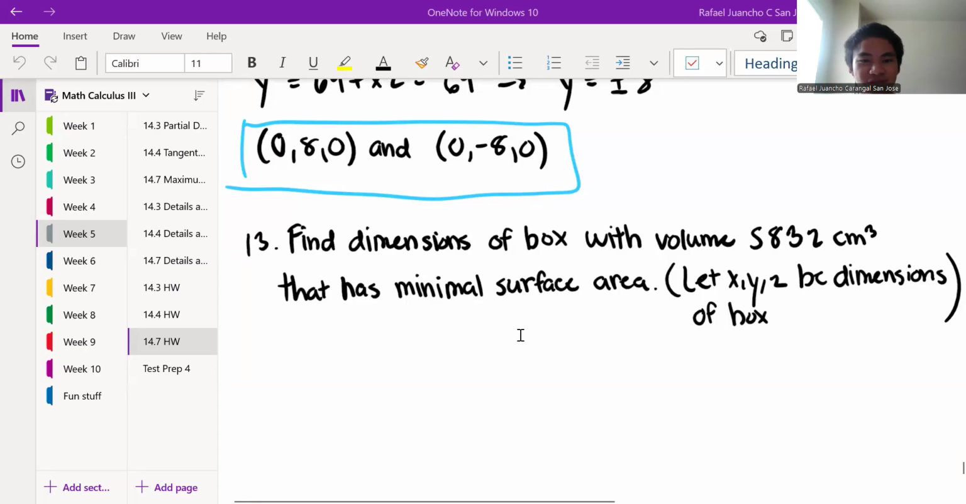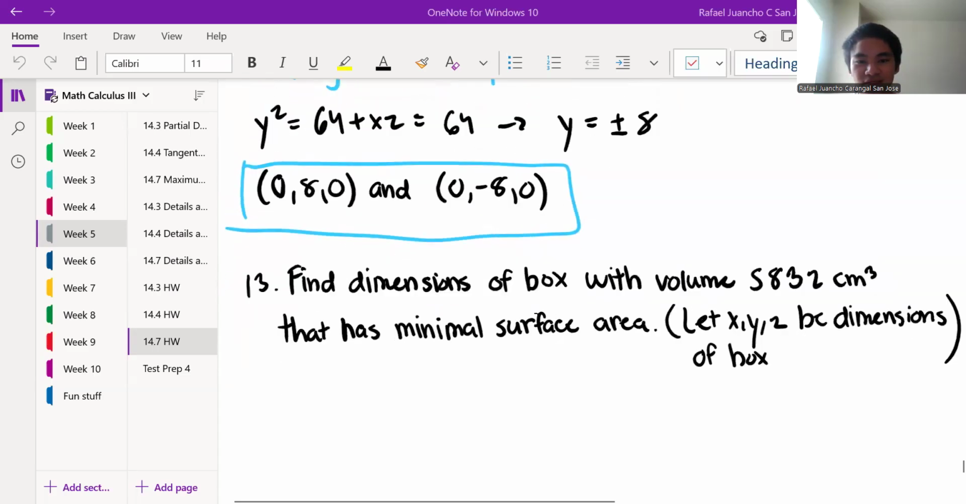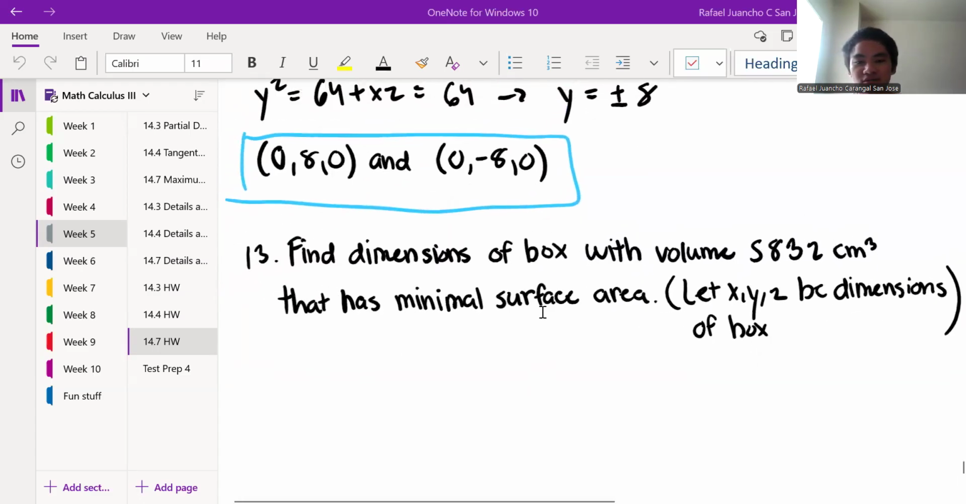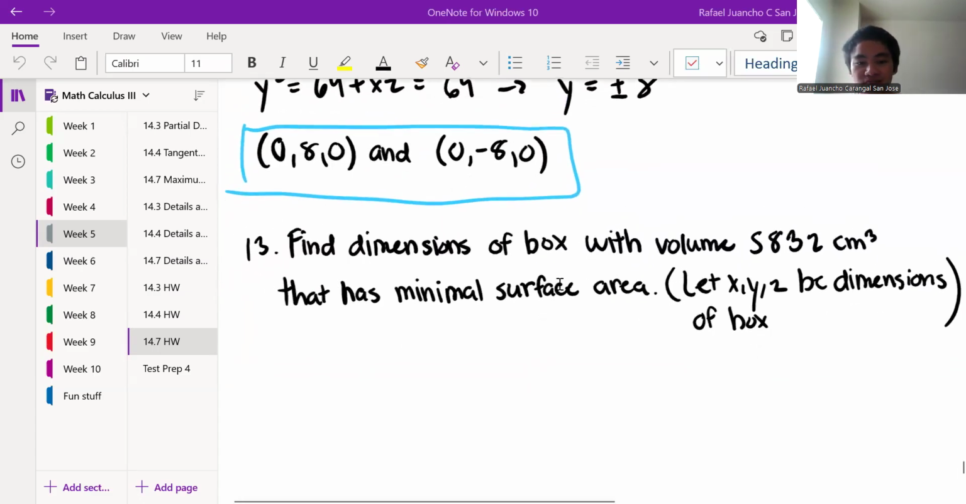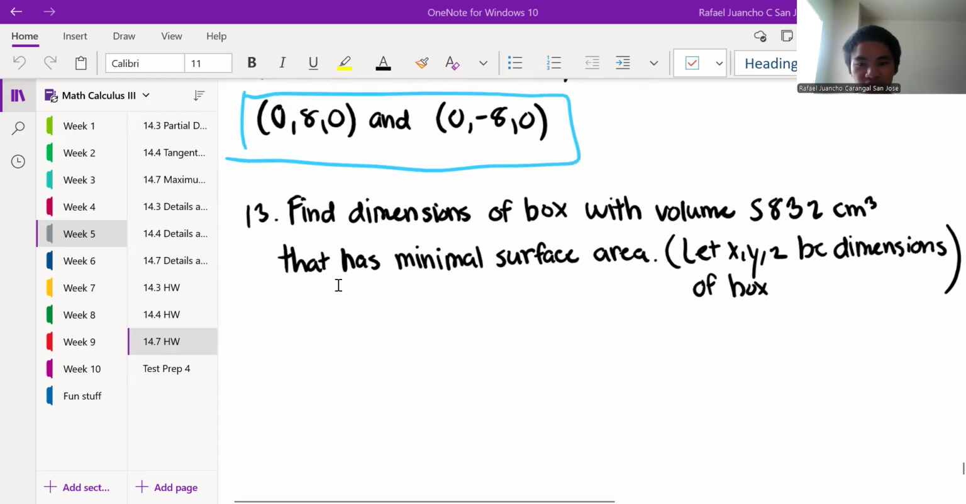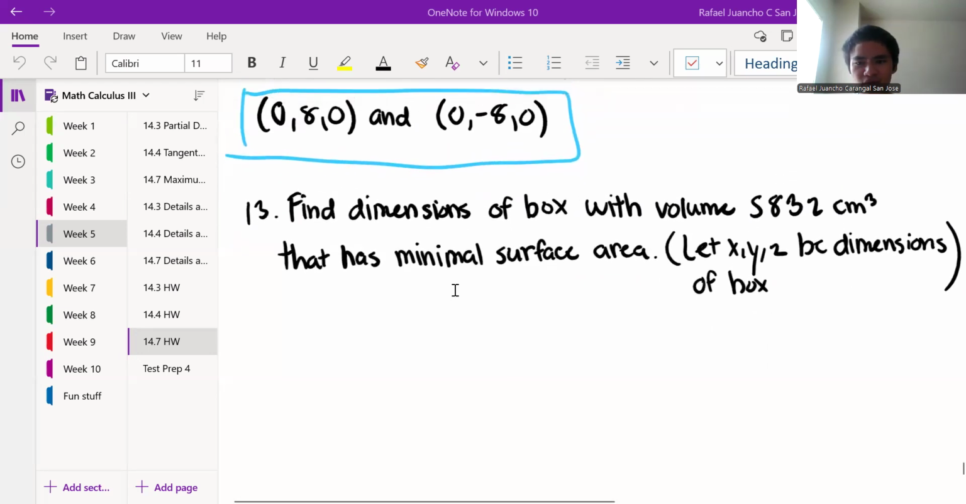So today we're going to be continuing our exercises here on minimum and maximum values of, basically observing quadric surfaces, right? So here we have a box, and the volume of that box is 5832 cubic centimeters. And we're being asked to find its minimal surface area. So how do we do this?